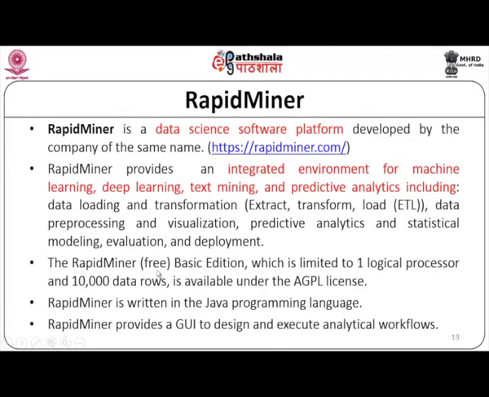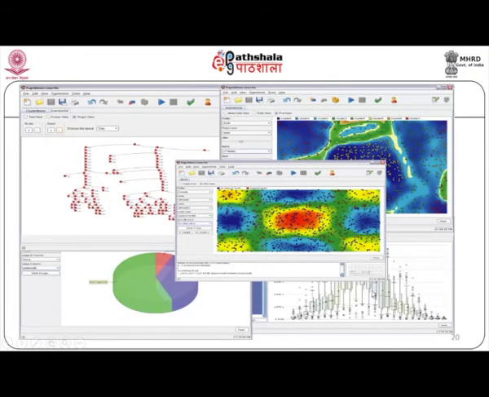The RapidMiner free basic version is limited to a uniprocessor environment with 10,000 data rows at a particular point of time. RapidMiner is written in Java programming language and it provides a beautiful graphical user interface for the purpose of working on the given data. So, a snapshot of RapidMiner is highlighted here. The heat maps of the resulting output are displayed here. Here at the background you can find the box plot representation of the given data or attributes, pie chart representation of the distribution of data, and finally the hierarchical representation of the data is highlighted here.